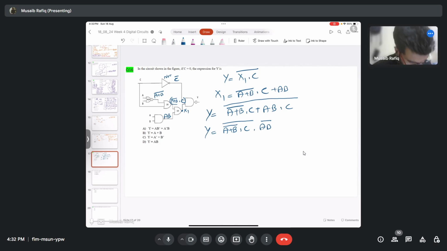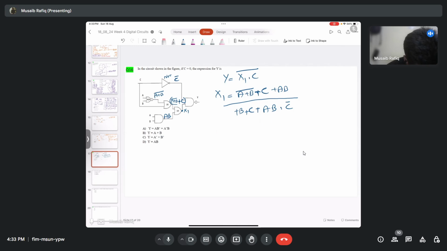Somewhere I'm making a mistake here. This is C bar, A plus B, AB. So AB plus (A plus B) bar plus C. Okay, this is plus C here. Got it. Correct, I added a dot C. Yeah, correct. Thank you so much. So now I am corrected here.